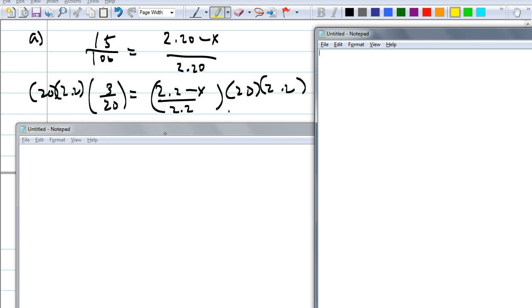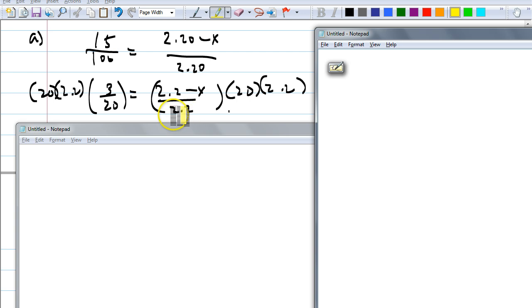When you do this, what does the left side become when you multiply both sides by the LCD? 6.6. The left side is 6.6, because 2.2 times 3 is 6.6. What about the right side? What does that become, John? The right side, the 2.2 cancel out. You get 20 times what, John?